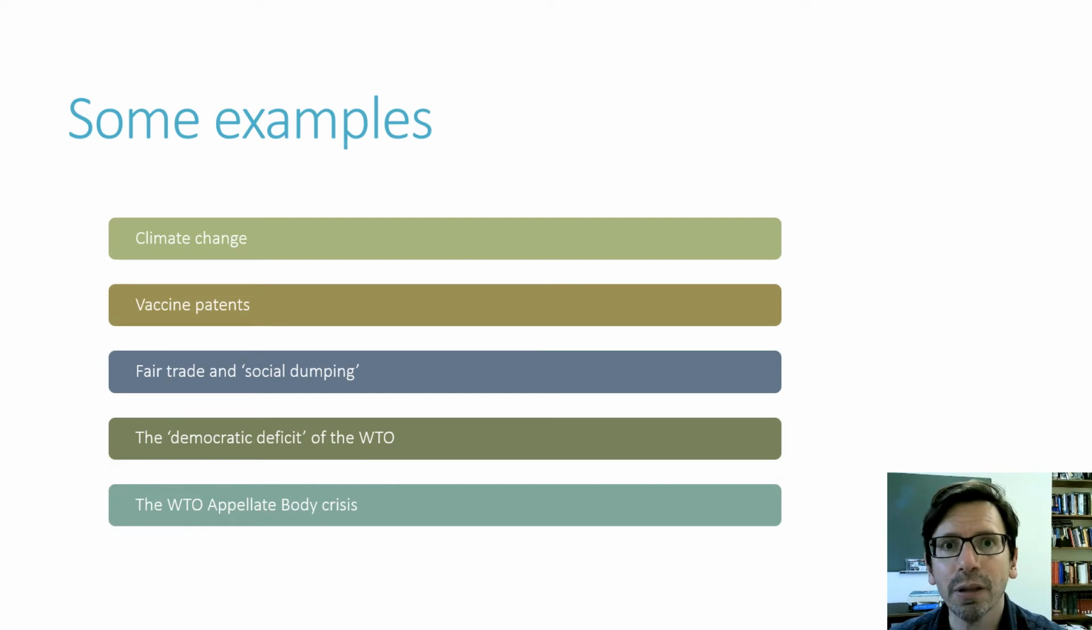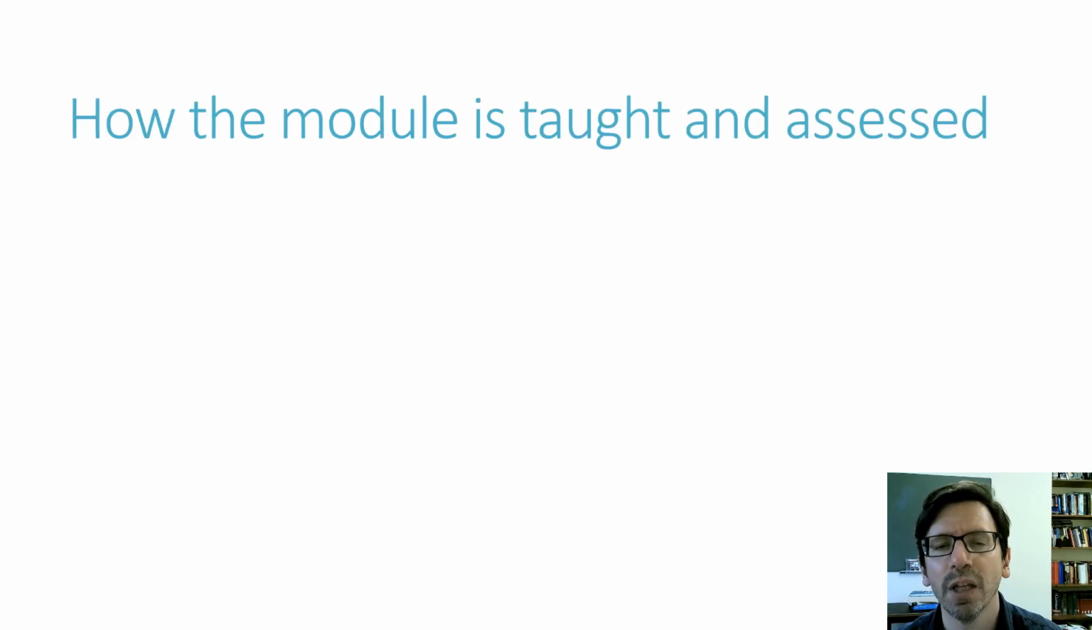So that links to the question of the balance of power within the world trading system and the different positions of different nations within it. For instance, the United States likes to portray itself as a champion of the so-called rules-based international order. But at the same time, it has, some would say, done considerable damage to that order by doing things like boycotting the appellate body of the WTO. So these are the questions that we address in the module.